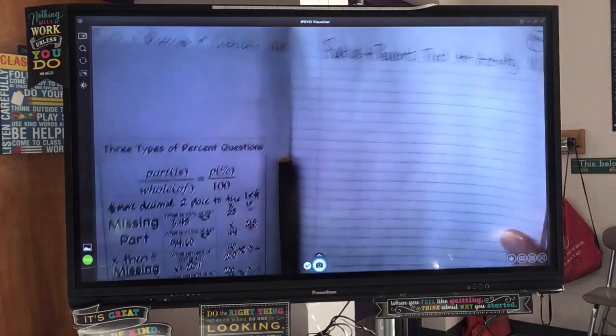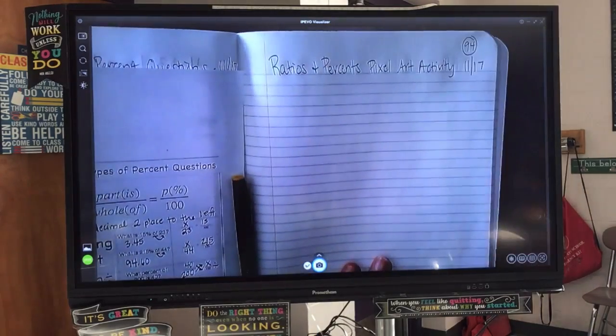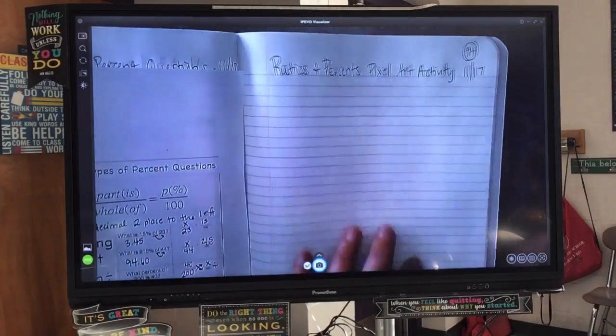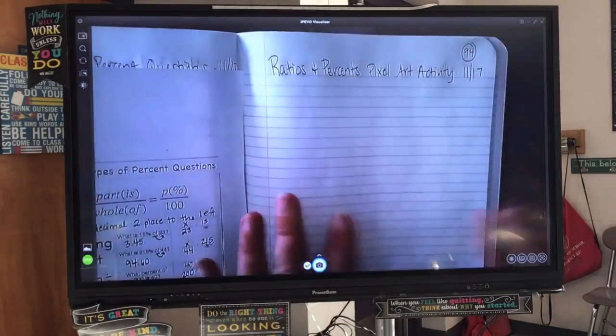So the work for your activity that I'm about to show you is gonna go on this page, and if you need to turn and go to the next page, you can as well. It's not just one page.